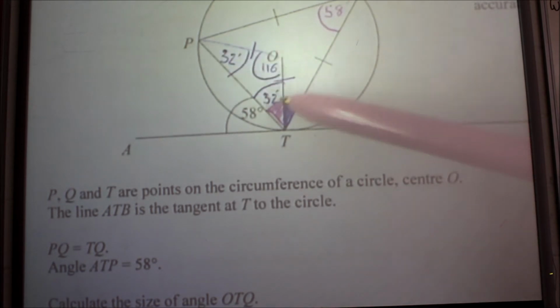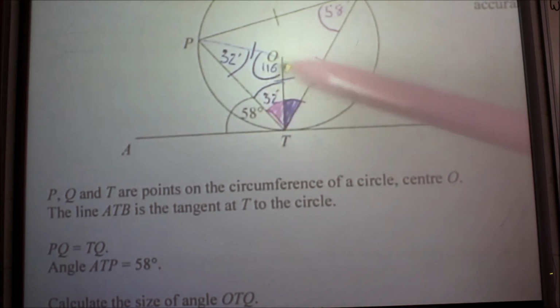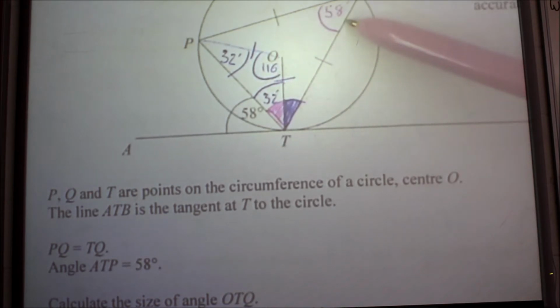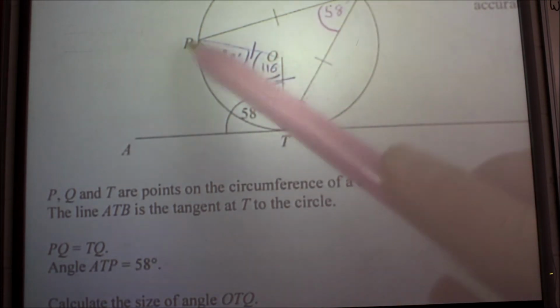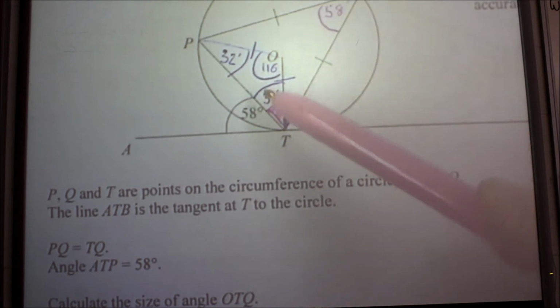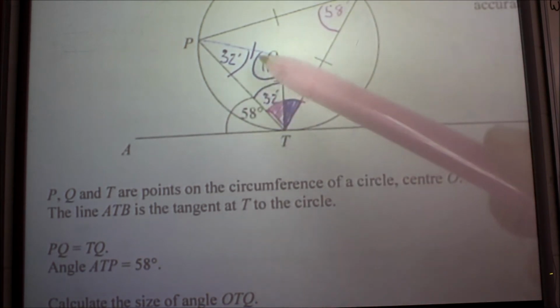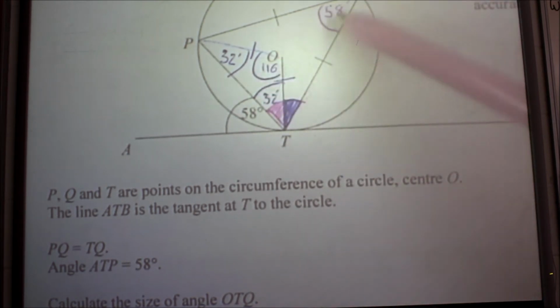So that's why that's 32 and that's 32. If they're 32, that's 180, take 32, take 32, must make that 116. And then from that we can work out that this angle is 58, because angle TQP is half of 116, because an angle subtended at the centre of a circle is twice the angle subtended at the circumference of a circle. So that's why we know that is 58.